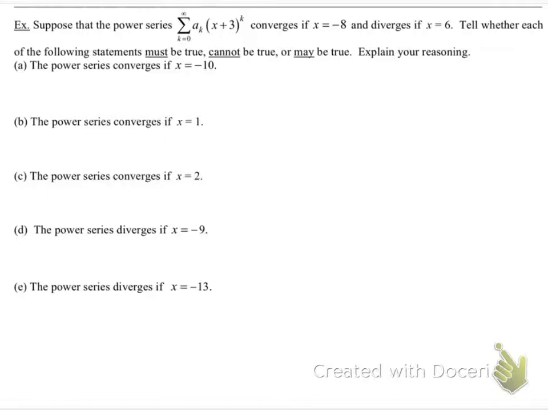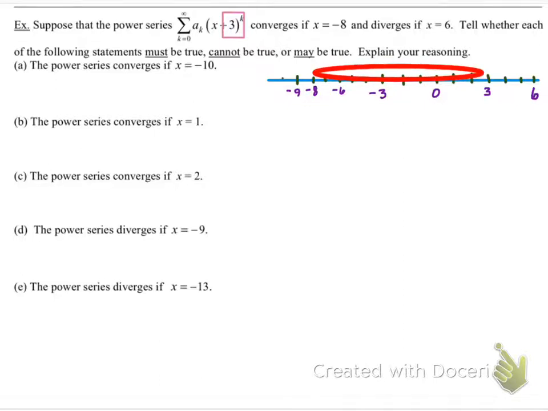But anyway, what we see here is that we've got a power series that converges if x equals -8 and diverges if x equals 6. What you should be able to see right away is that it's centered at -3. So that means several things. What that means here is it converges at -8, which is 5 away from the center. Let me see if I can draw this. So we're going to go 5 away from the center.